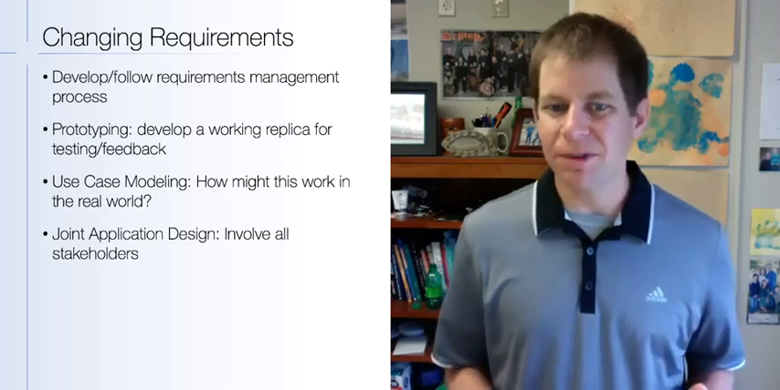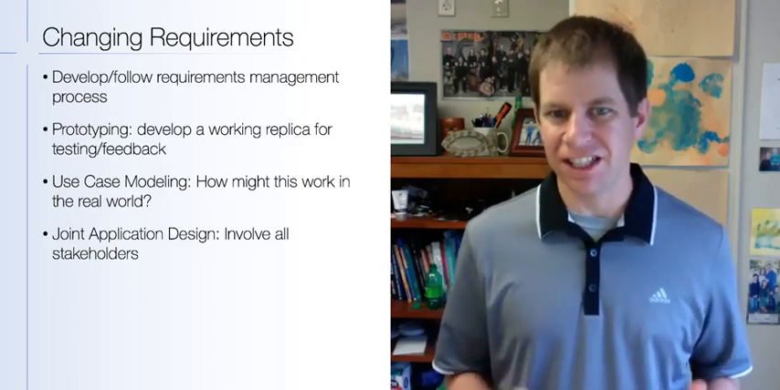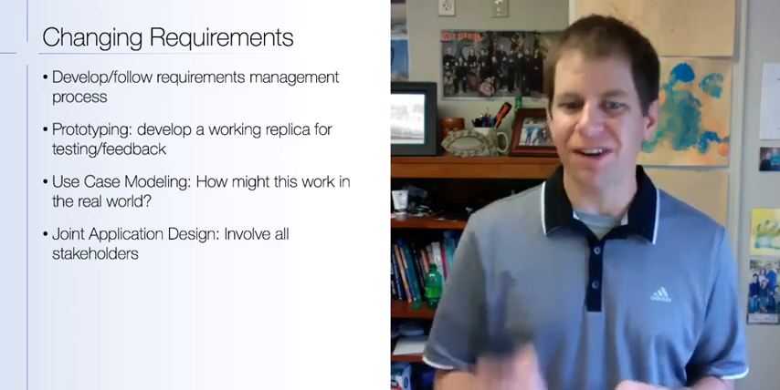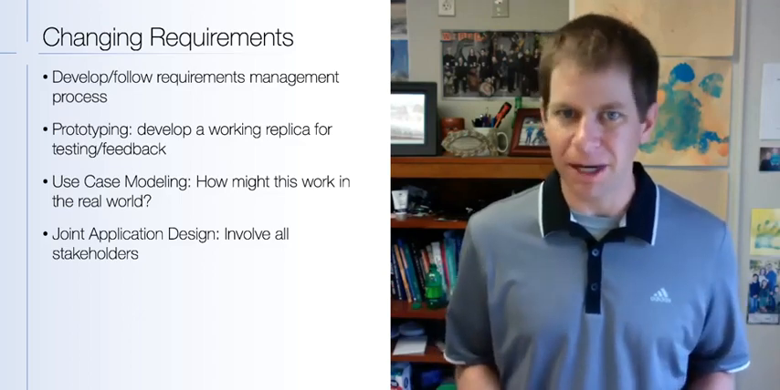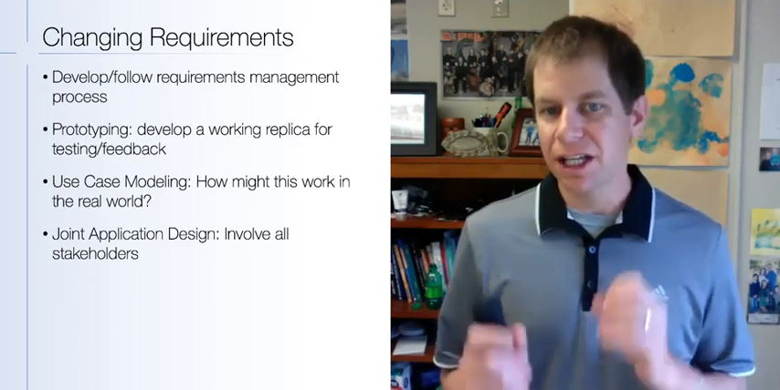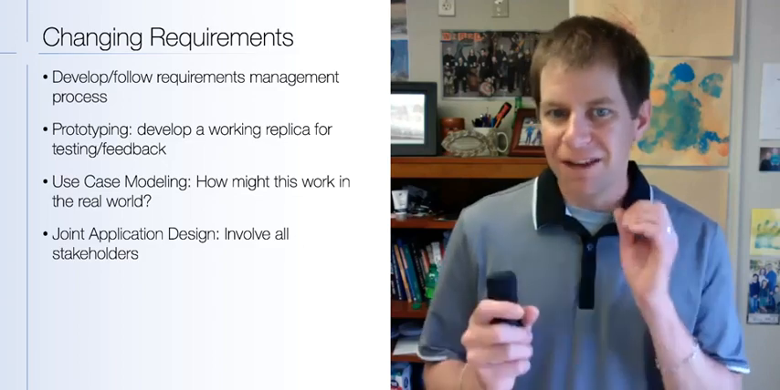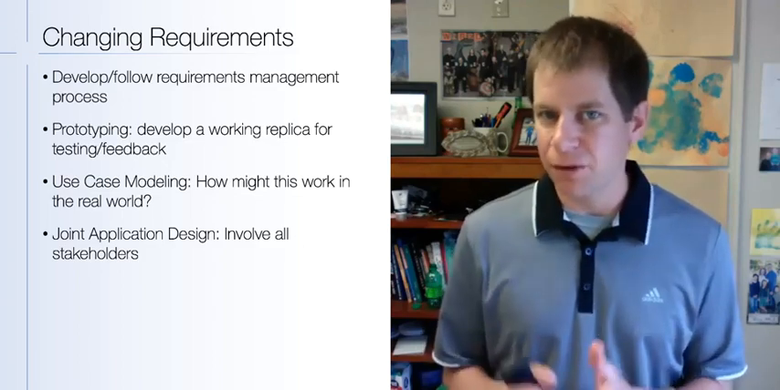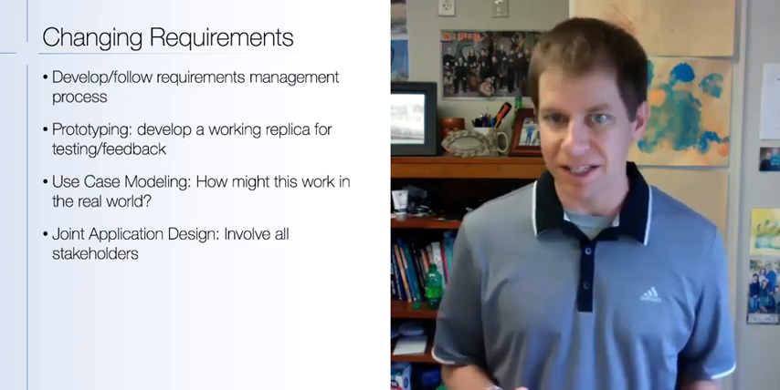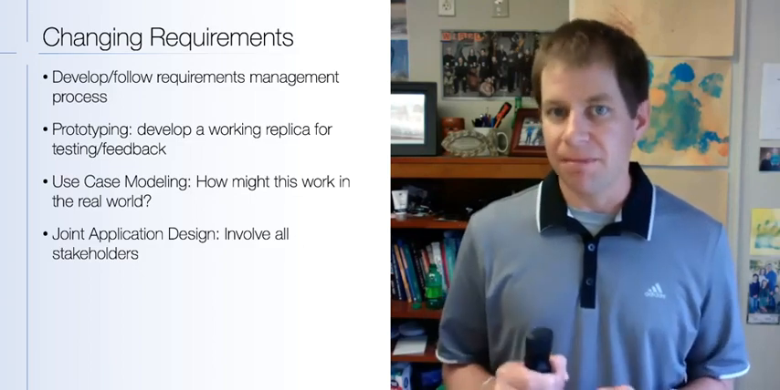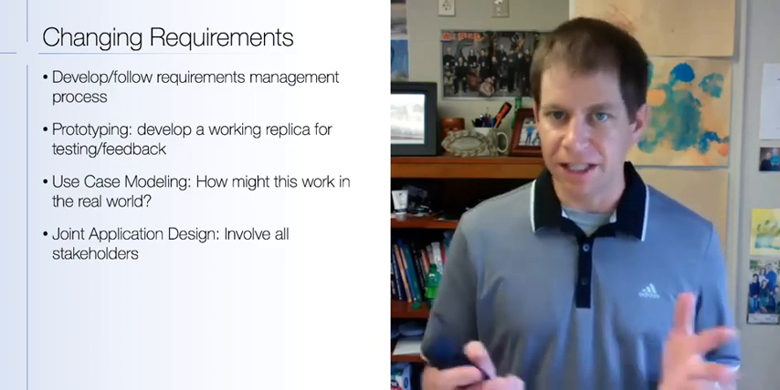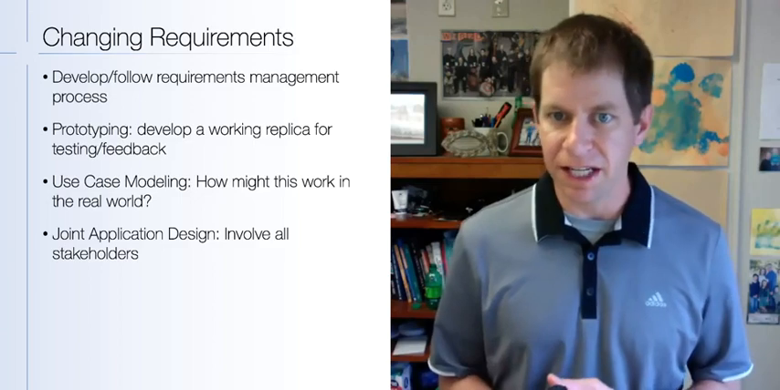Let's wrap this chapter up with some suggestions for managing scope. And this is kind of a list of items that any project manager should know about. A lot of this starts with clear user requirements. If you develop a process for managing requirements and then stick to that process, you'll be better positioned to manage scope throughout the life of the project. And that's something we've discussed a couple times in these videos.